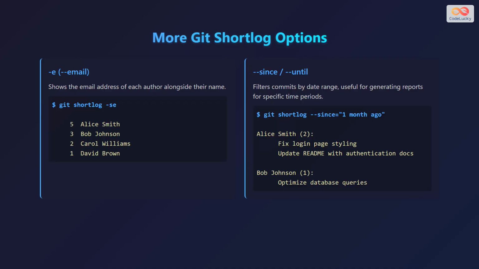Another useful option is --since or --until. It filters commits by a date range, which is helpful for generating reports for specific periods. For example, git shortlog --since="1 month ago" would show commits made in the last month, listing authors like Alice Smith with her commits and Bob Johnson with his.